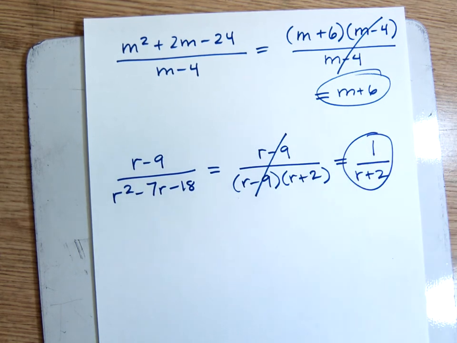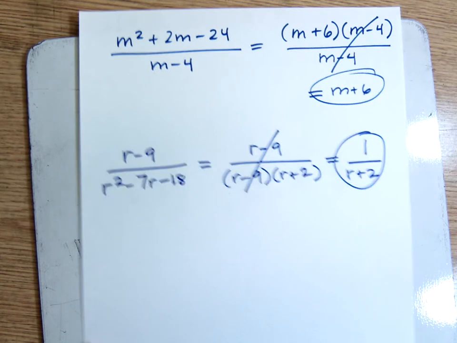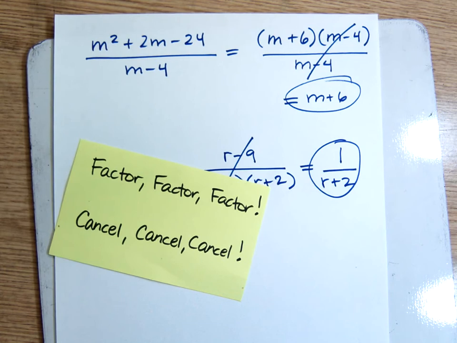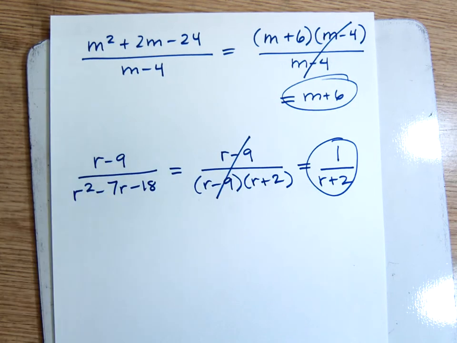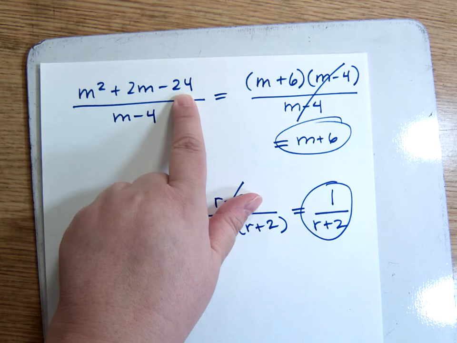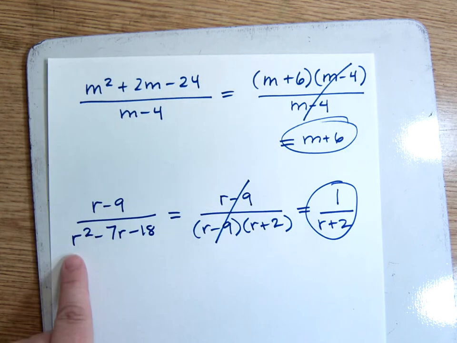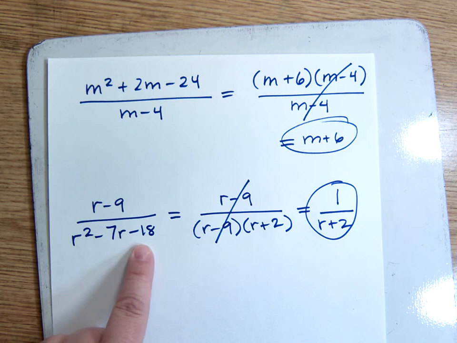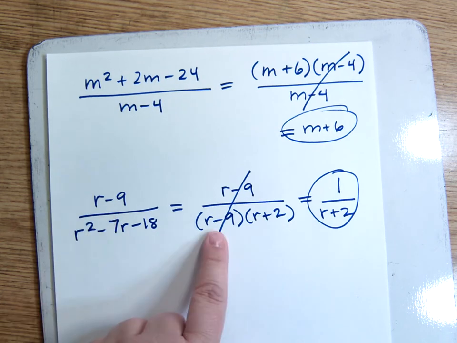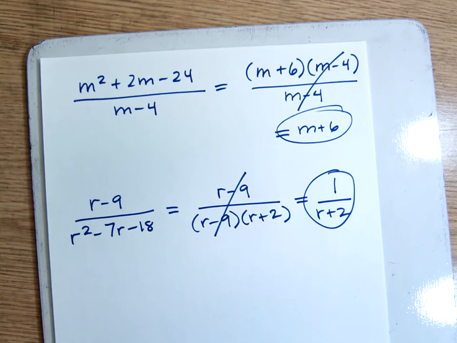Now, if you know that you are working with rational expressions and that you're going to factor, factor, factor, and cancel, cancel, cancel, that can actually help you factor. If I was stuck factoring m squared plus 2m minus 24, or if I were stuck factoring r squared minus 7r minus 18, the first thing I would check is, does r minus 9 go into it? Because if they're asking me to simplify, it's a fair bet that it does.